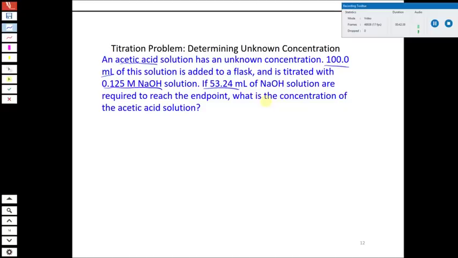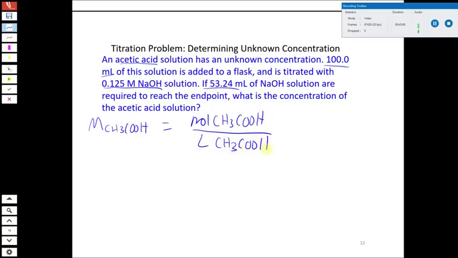Okay, so in this case we didn't give you any masses or molar masses. Everything is dealing with volumes and molarities. So it's helpful to think about what we're looking for, which is the molarity of acetic acid. CH3COOH is the formula for that. And that's going to be the moles of the acid, CH3COOH, acetic acid, per liter of solution. So just like before, to find molarity, we need the moles and we need the liters. Okay?